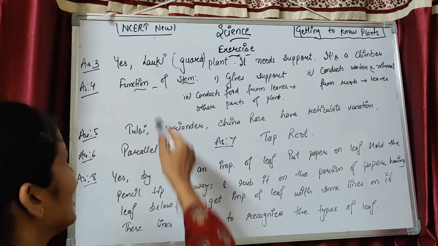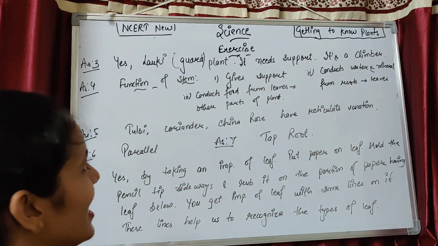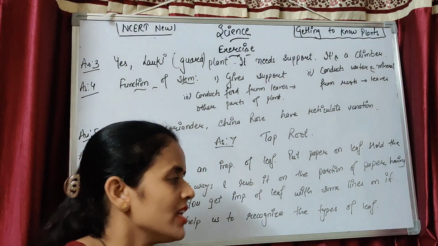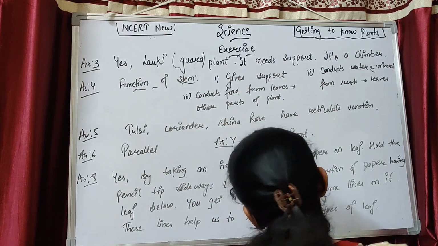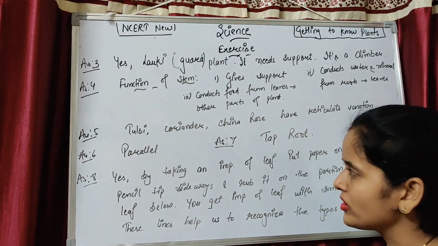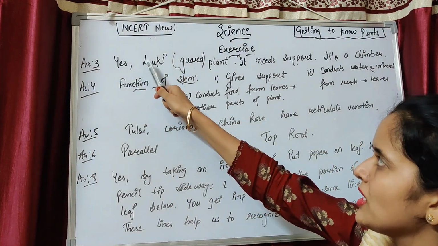But yes, read this, it is very important. Loki plant is a climber and it needs support. So the plant which has a weak stem but has a long stem, for example, is Loki.